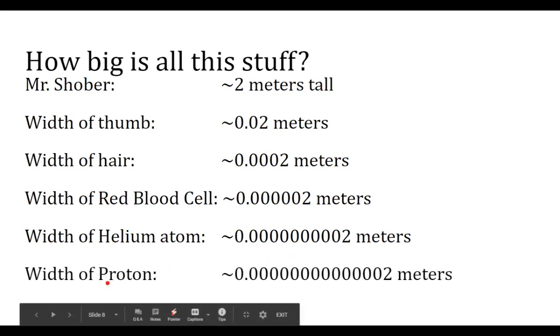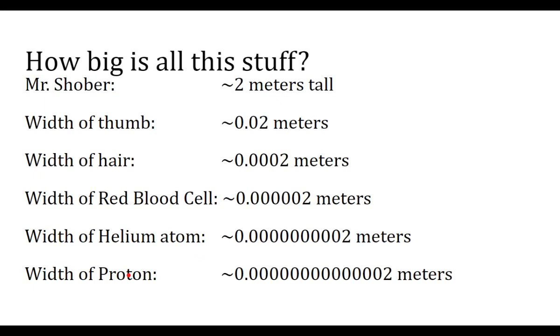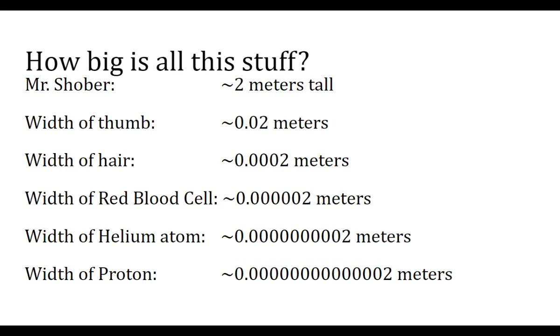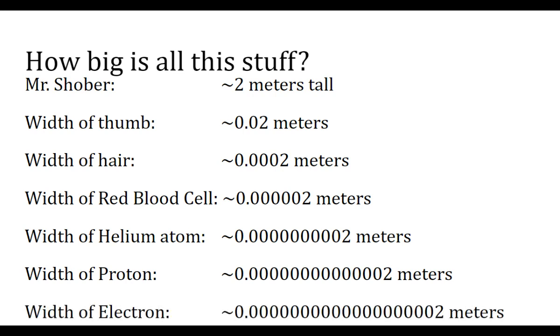Next, the width of a proton. Now look, we went down by another factor of 10, 100, 1,000, 10,000 times smaller than a helium atom is that proton. So that picture I had on the last slide is not to scale. That electron cloud is huge. It's spread out 10,000 times the width of just the nucleus. But don't let that fool you, because remember, that's just the cloud. The electron itself is tiny, even smaller than that.